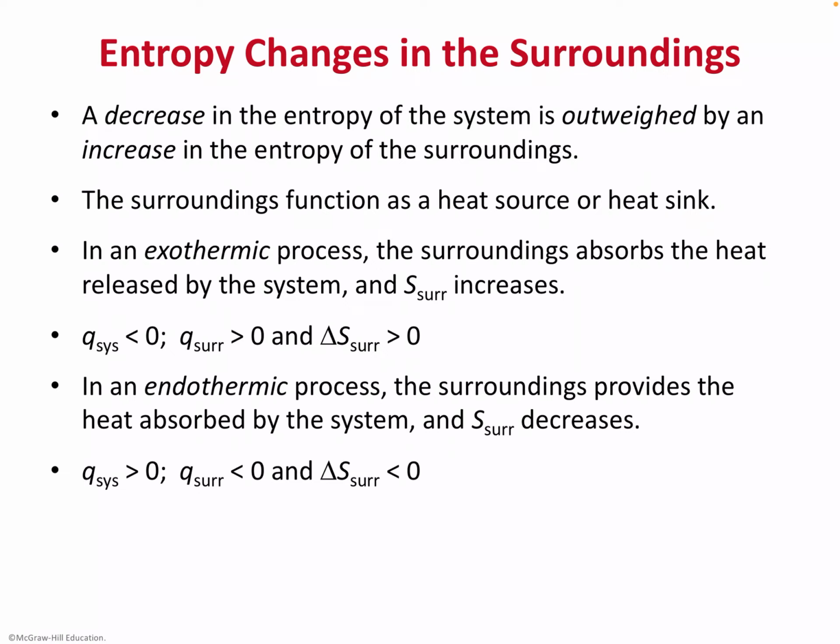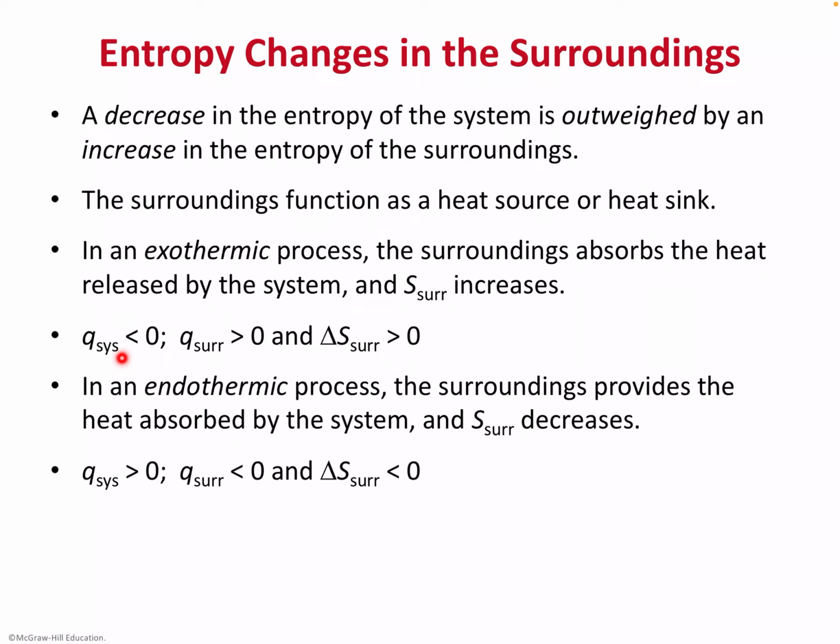In an exothermic process. What is an exothermic process? It releases heat to the surrounding. The surrounding then absorbs the heat released by the system, and the S surrounding increases. So the surrounding is getting the heat. Remember, as the temperature increases, we said the entropy increases, so the surrounding entropy increases if it is an exothermic process.